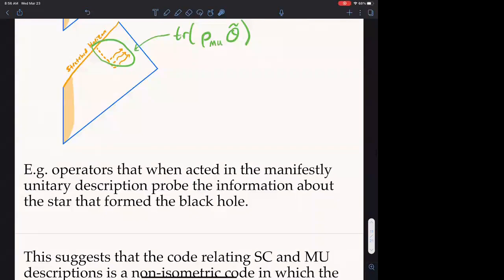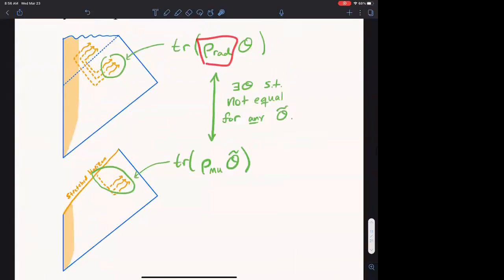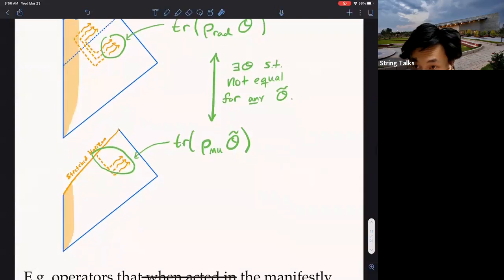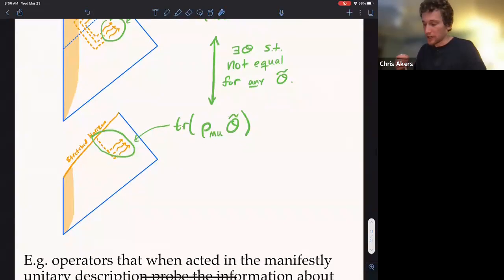Okay. In the manifestly unitary description, what are you assuming about the interior? So maybe we can let Chris go on and then leave this discussion for the end. I appreciate your questions. Yeah.